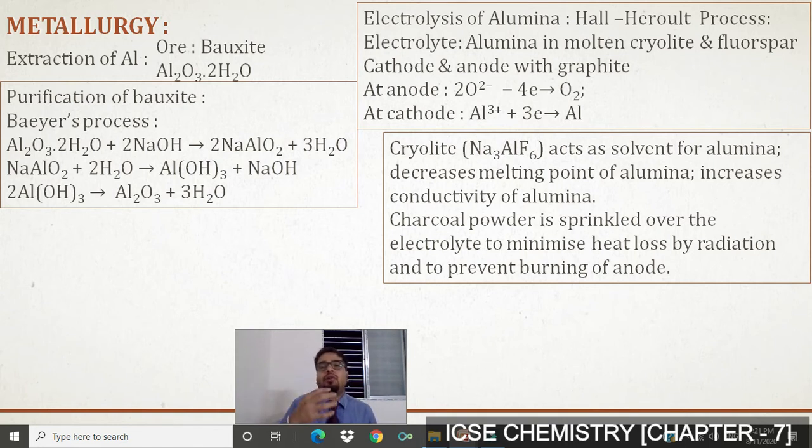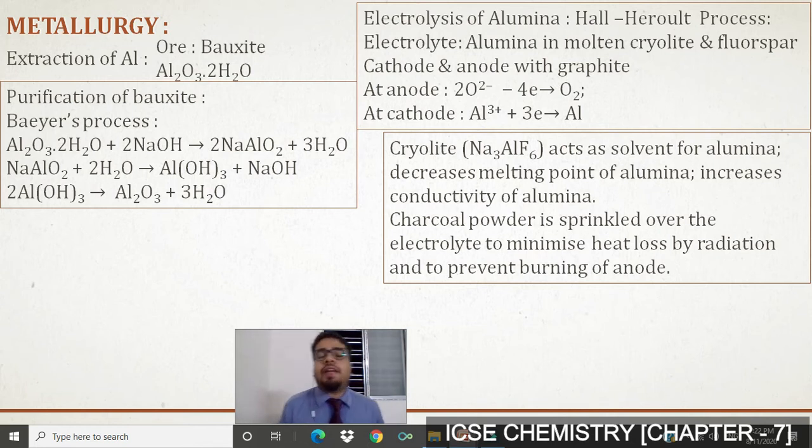If you use only Al2O3, then the temperature to be maintained is 2050 degrees Celsius, but if you use the mixture of cryolite and alumina, you need to maintain the temperature at only 950 degrees Celsius. Okay, so that is why it is written decreases melting point of alumina and increases conductivity of alumina. Conductivity means electrical conductivity. Okay, so I hope you understood why cryolite is added, and as for cryolite you can see Na3AlF6 is there and fluorspar is CaF2, calcium fluoride.